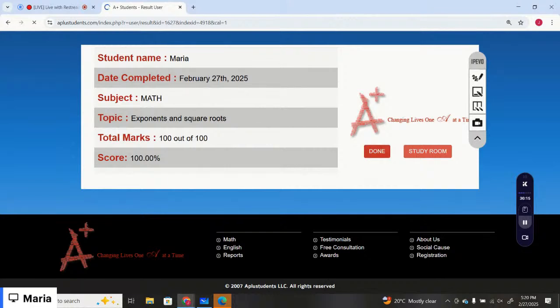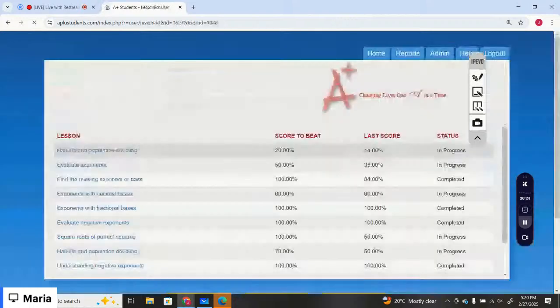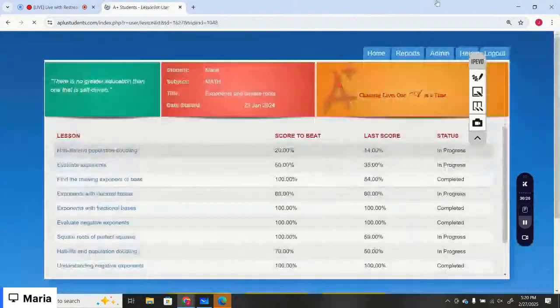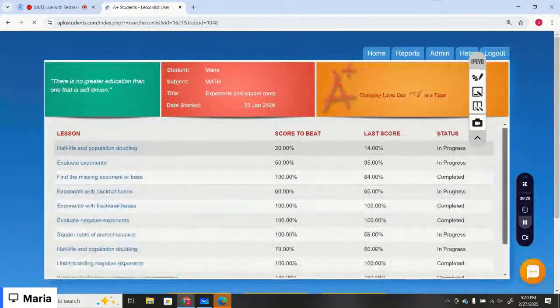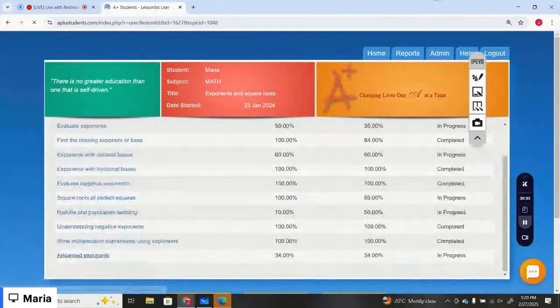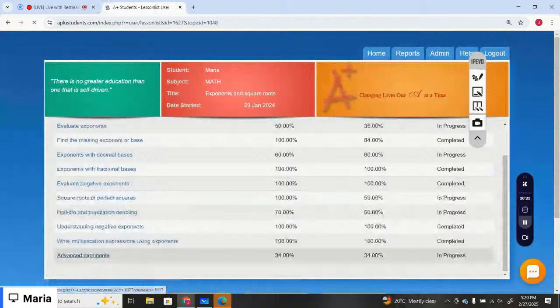Okay, we are done with the lesson. Let's just move on to the next lesson. The next lesson is advanced exponents.